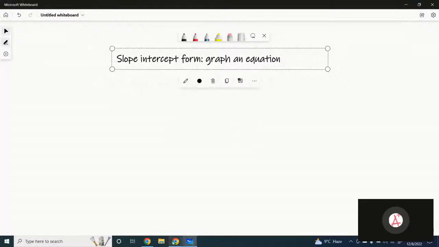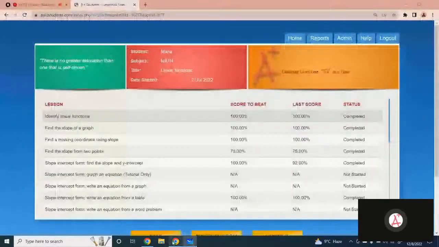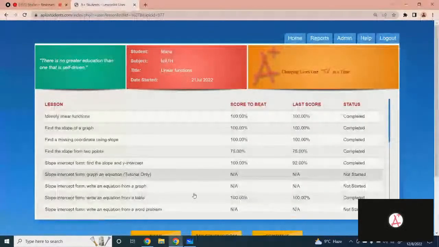Okay, let's start with the lesson slope intercept form. The very next lesson, graph and equation. Got it?